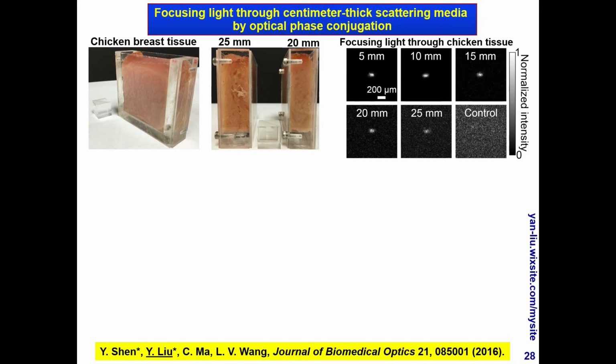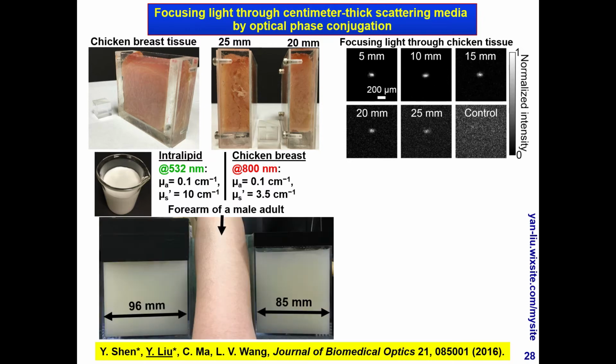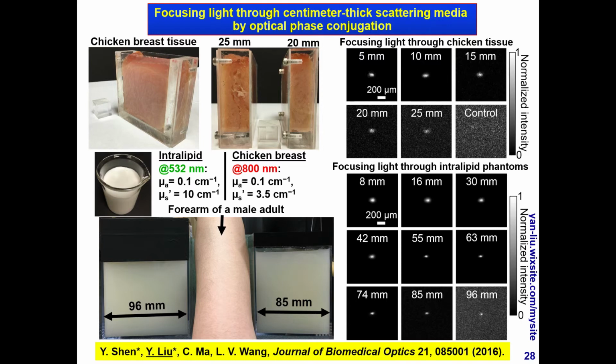To minimize the light absorption by blood, we switch to using intralipid as a scattering medium, which looks like milk. At 532 nanometers, it is as absorbing as chicken tissue at a near-infrared wavelength, but more scattering than chicken. This photo shows 2 intralipid phantoms we made with thicknesses of 96 and 85 millimeters. You can see our sample is even thicker than a human arm. These images show that we can focus light through intralipid phantoms with thickness ranging from 8 millimeters to 96 millimeters.